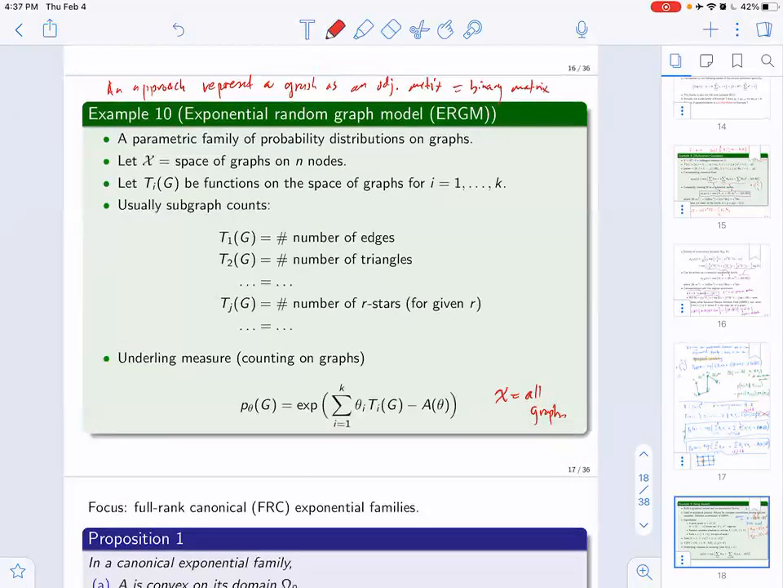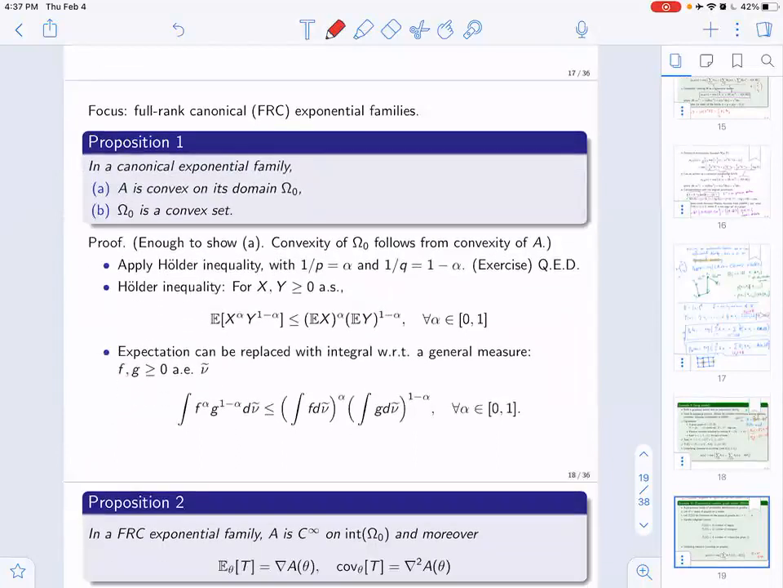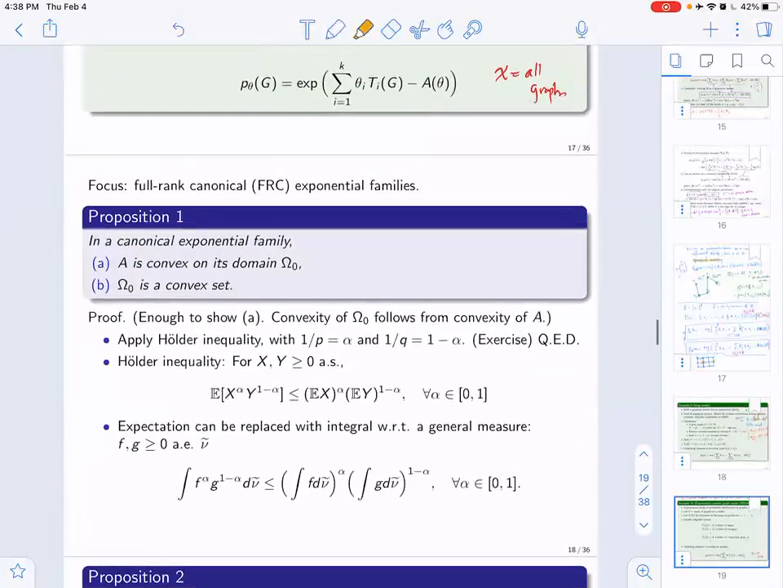Okay, so let's move on then. So back to the full rank canonical exponential family. We're now going to go over some properties of a general full rank canonical exponential family, which also means the natural parameterization. What I mean by canonical is that we're dealing with the natural parameterization. So a full rank canonical exponential family has interesting properties. The first property is that A is going to be convex.